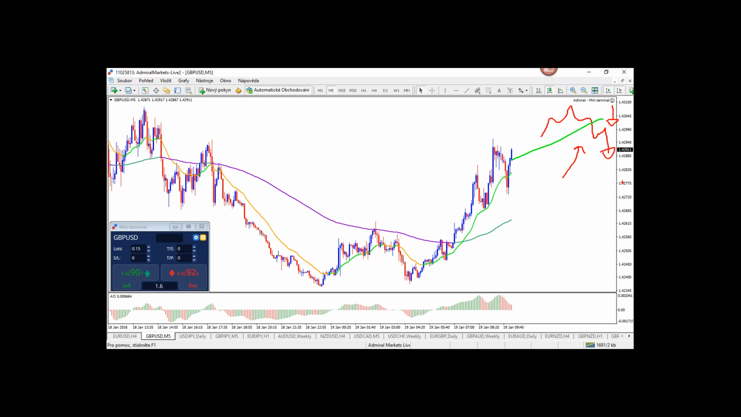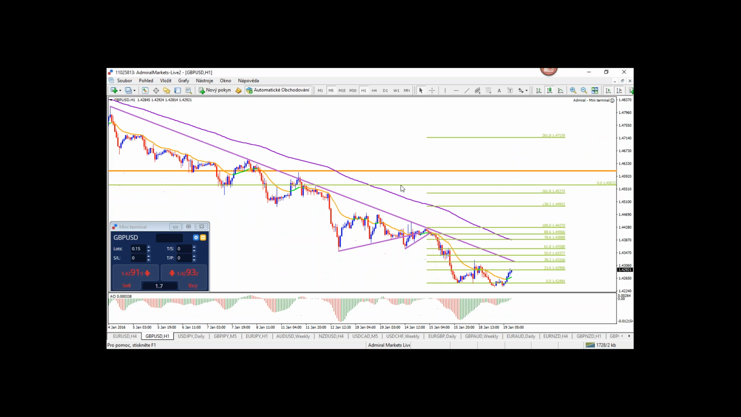Once again, we're trading against the trend on the 5 or 15, but we obviously have the trend on our side on the 1 hour, 4 hour.